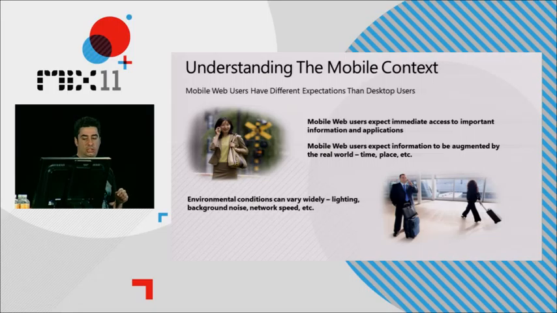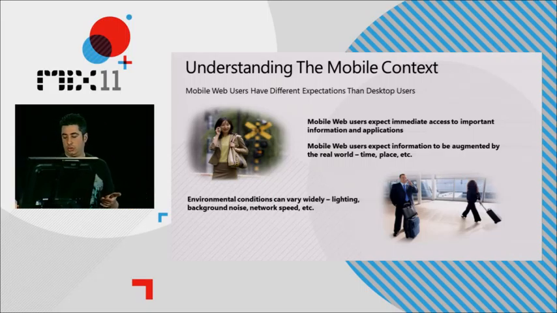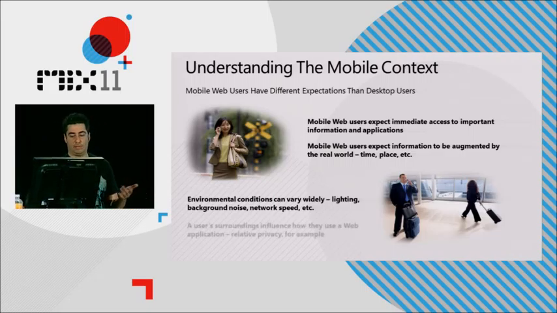The environmental conditions can vary pretty widely, right? Lighting might be different. I might be using my phone in the back of a taxi and I'm going in and out of tunnels or shadows, or I might be in a dimly lit room. I might be outside in the bright sun, right? So that affects how people consume information. The network speed might be different.